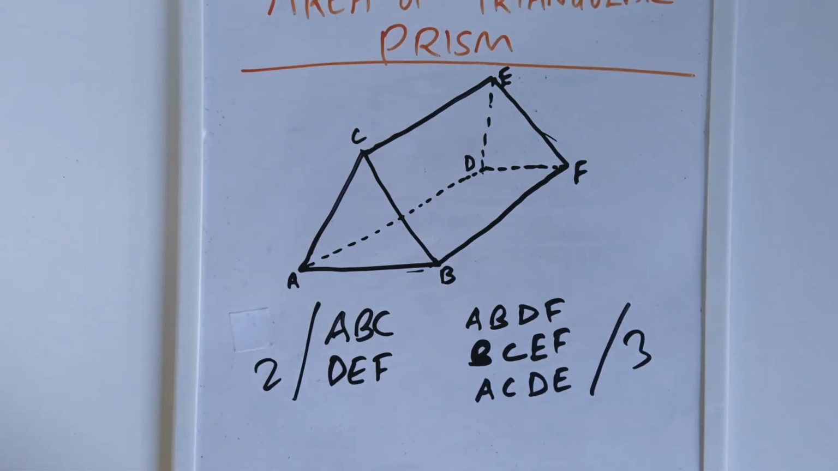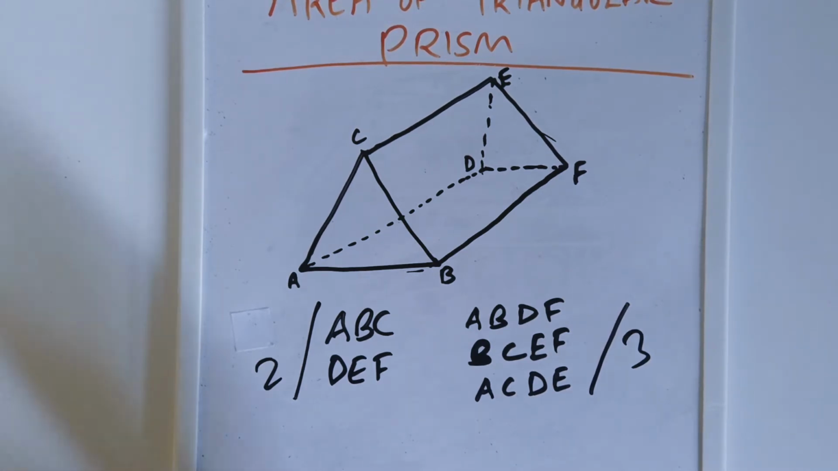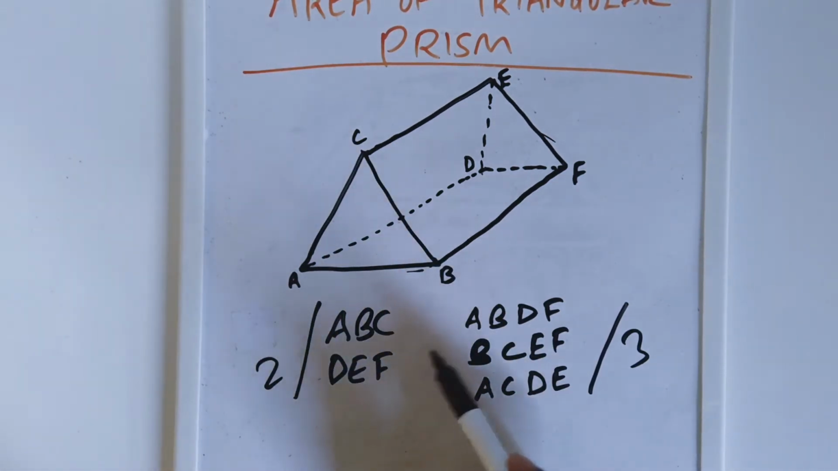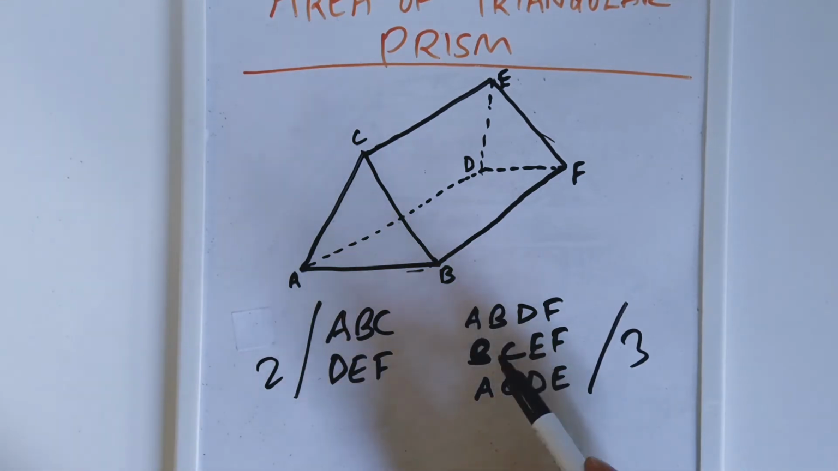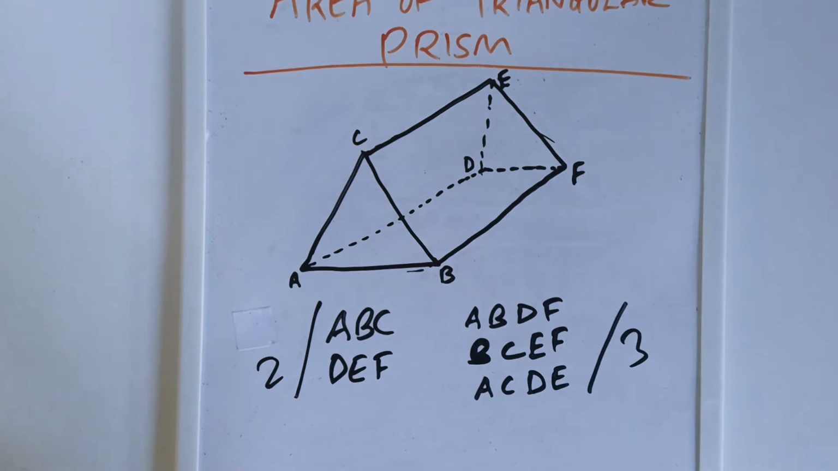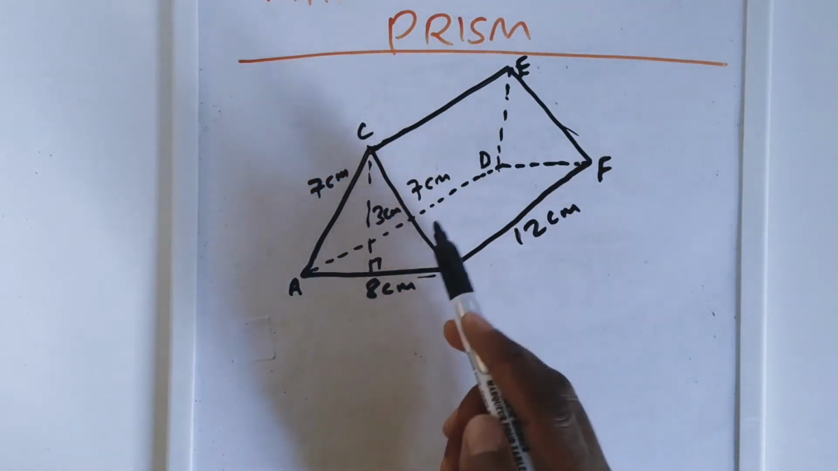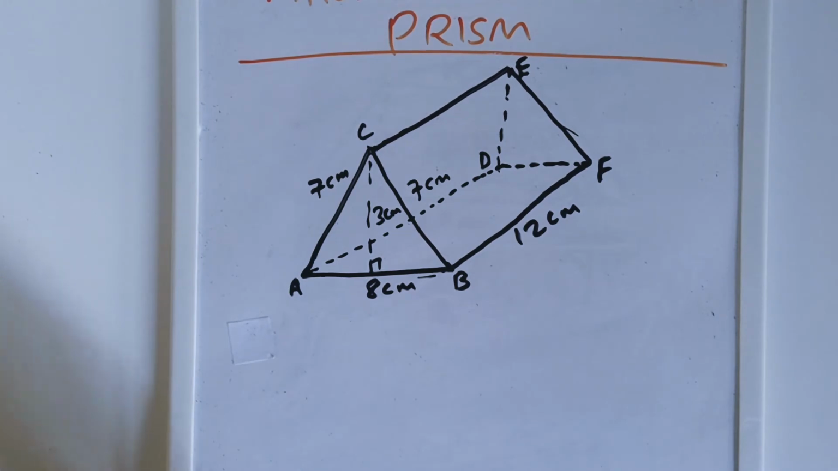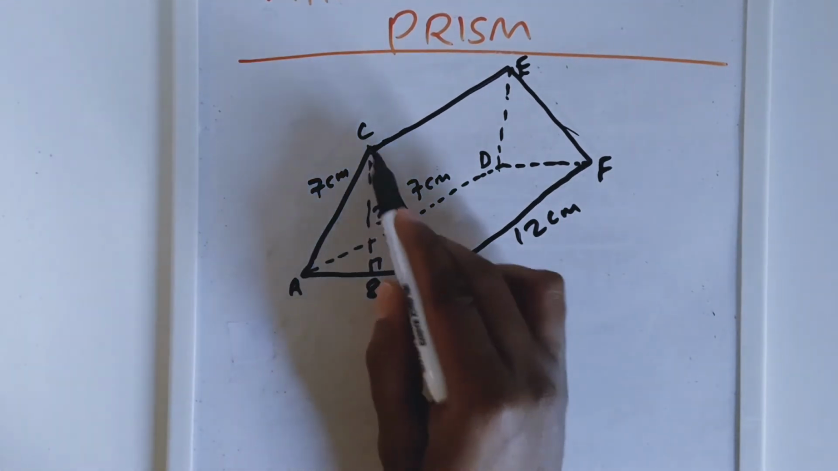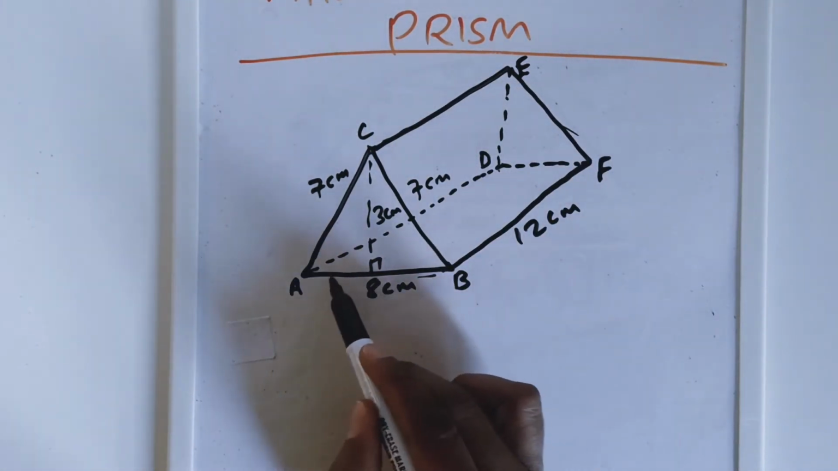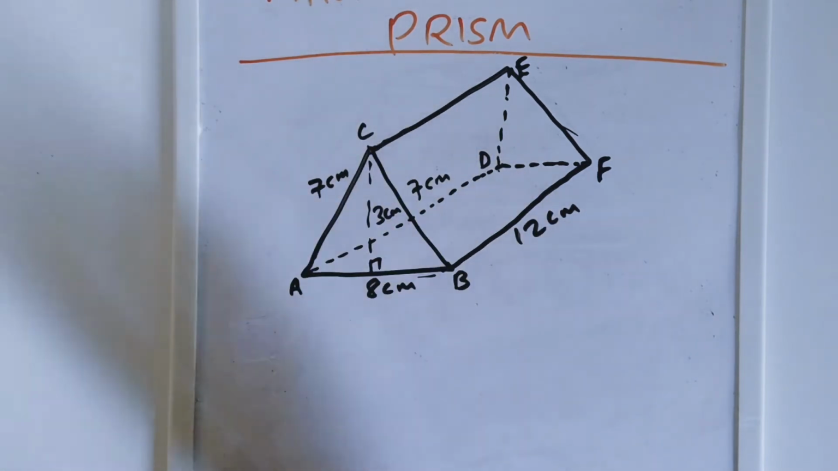So in order to find the surface area of a triangular prism, what we have to do is to find the area of those two triangles and add that to the area of the three rectangles. Let's do an example. In order to find the surface area of this triangular prism, the first step is to find the area of the two triangles, then add that to the area of the three rectangles.